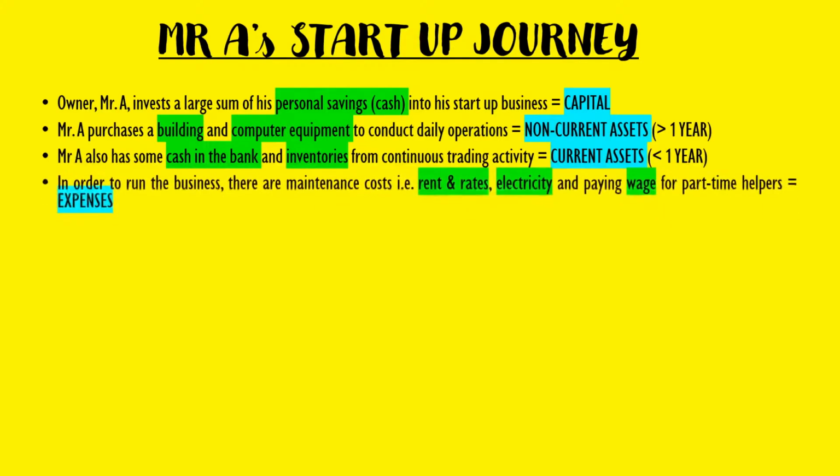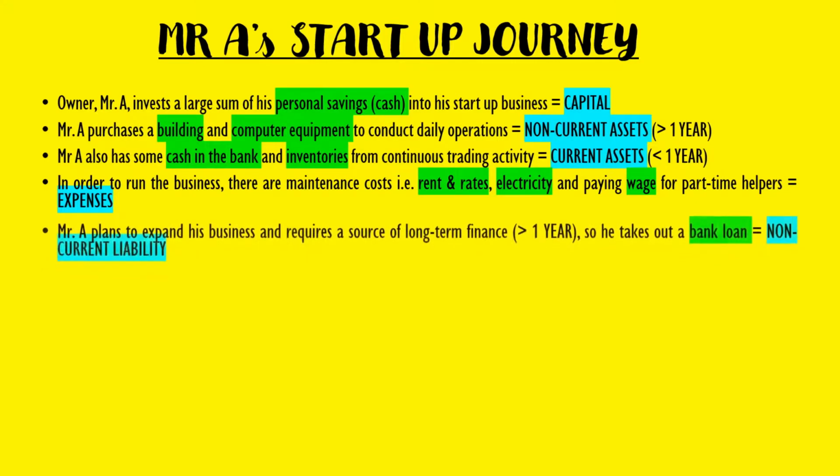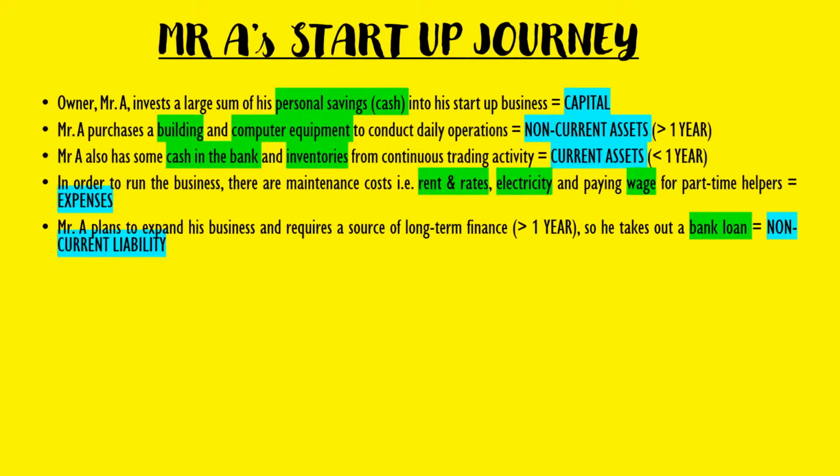To run the business, Mr. A has monthly costs of rent and rates, electricity, and occasionally hiring temporary staff on part-time hours. These are defined as expenses. After some time, Mr. A decides that he wants to expand his business with the purchase of a new building. He needs a considerably large source of finance in order to do this, so he takes a bank loan. This becomes an obligation of repayment, which will be expected to be paid for more than one trading year. Therefore, this is a non-current liability.